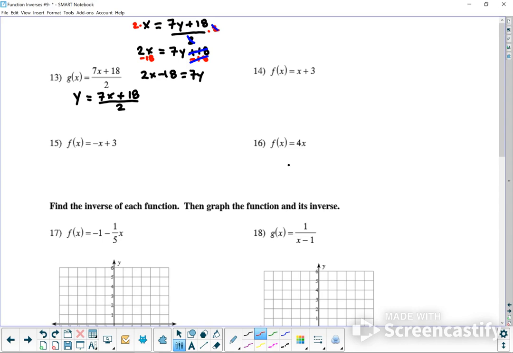And last thing, because this is a y times 7, we're going to divide by 7, and these 7's are going to cancel. You're going to have y is equal to 2x minus 18 over 7. Remember, that's not really y, it's g of x. So we're going to call this g inverse of x, which is going to equal 2x minus 18 divided by 7.